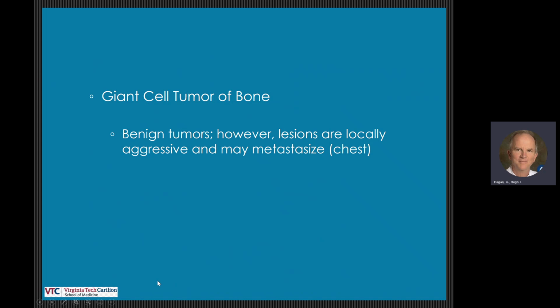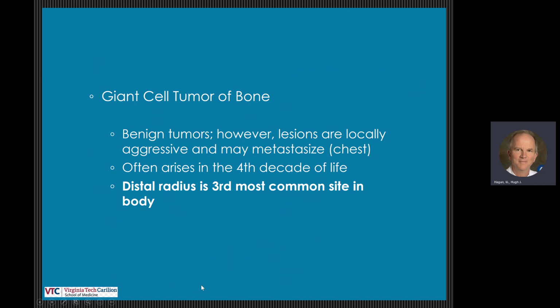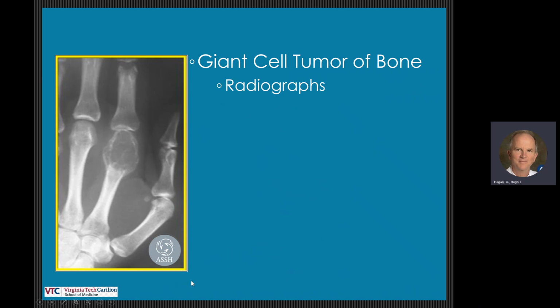Giant cell tumor of the bone is a benign tumor. However, lesions can be locally aggressive, and they can metastasize to the chest. They occur in middle life, and the distal radius is the third most common site in the body. You can see them in metacarpals in the hand.